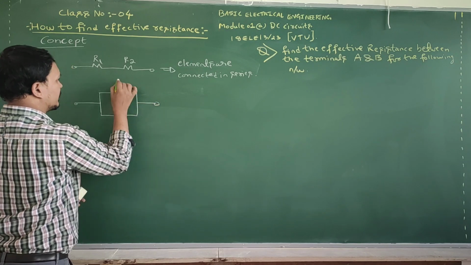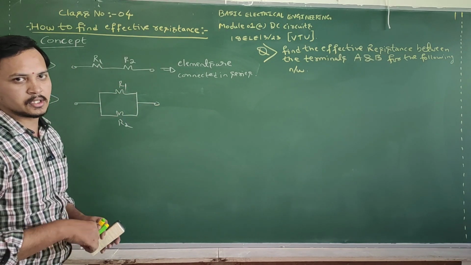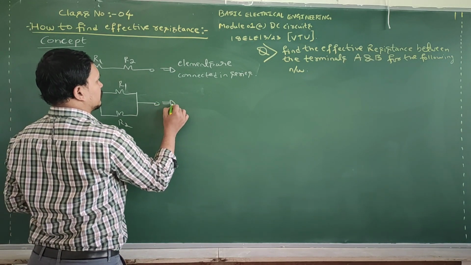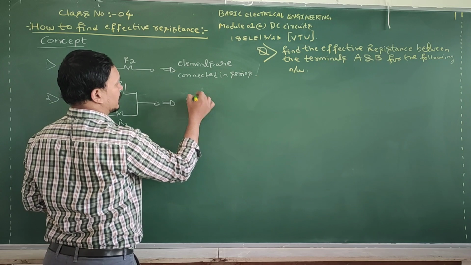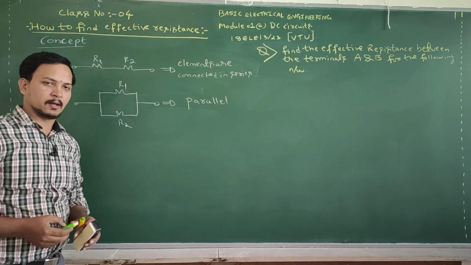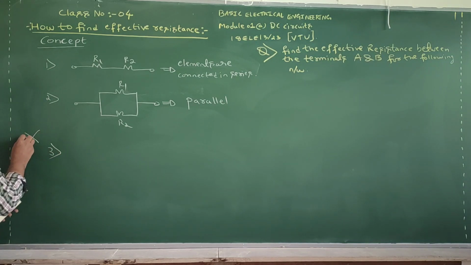Now, how are these two elements R1 and R2 connected? Series or parallel? Yes, very good. These two elements are connected in parallel. Write the same sentence: the elements are connected in parallel. Very good. Next, this one is very important.